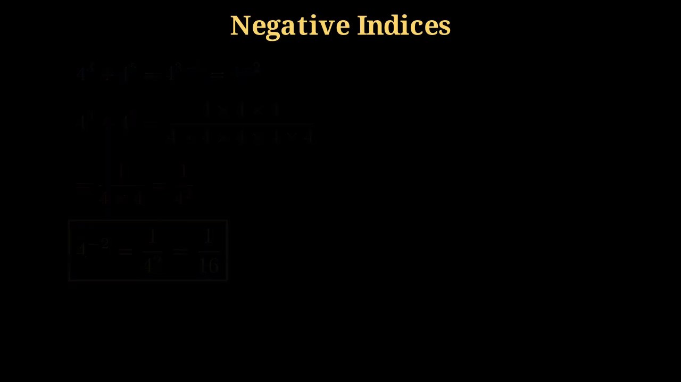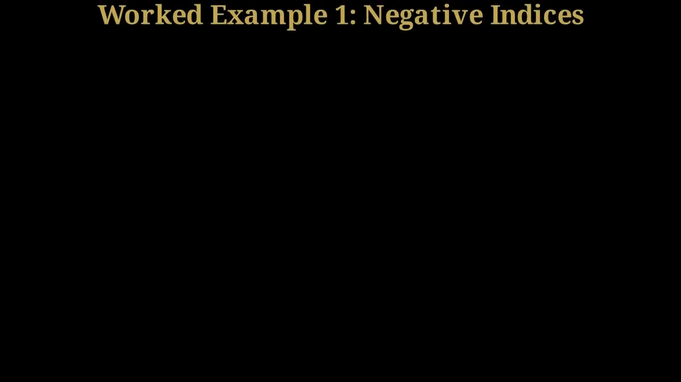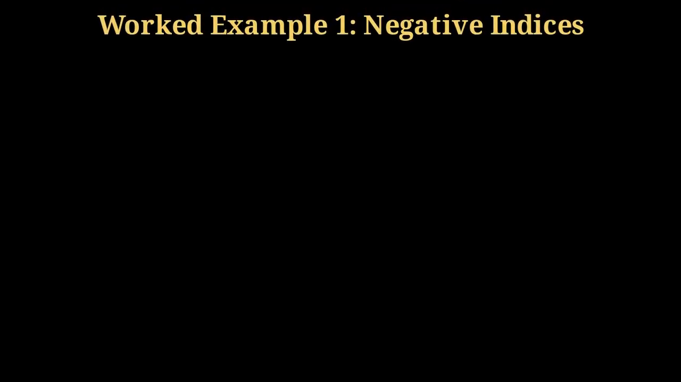In general, a to the power -n equals 1 over a to the power n. A negative index simply flips the number into a reciprocal, the same power, moved below a 1. That is the whole rule. Worked example 1. Simplify 3 to the power 4 divided by 3 to the power 6. Write 7 to the -3 with a positive index, and write 1 over x to the 5 with a negative index.